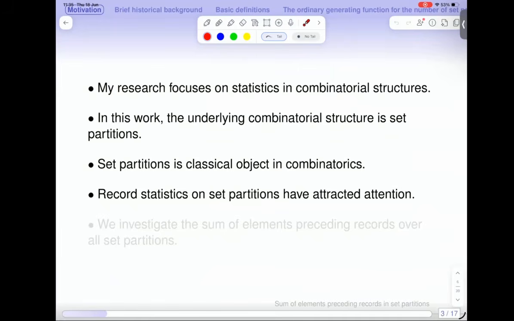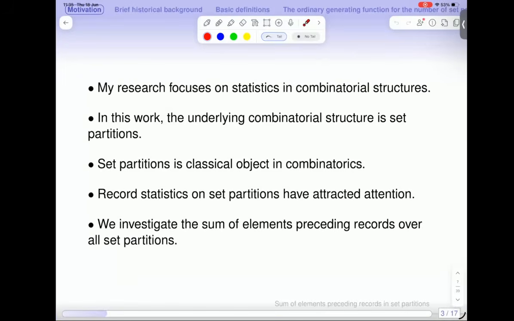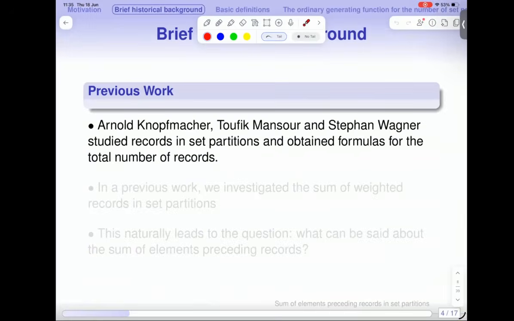Recently, researchers have shown interest in record statistics. This naturally led me to investigate the sum of elements preceding records in set partitions.